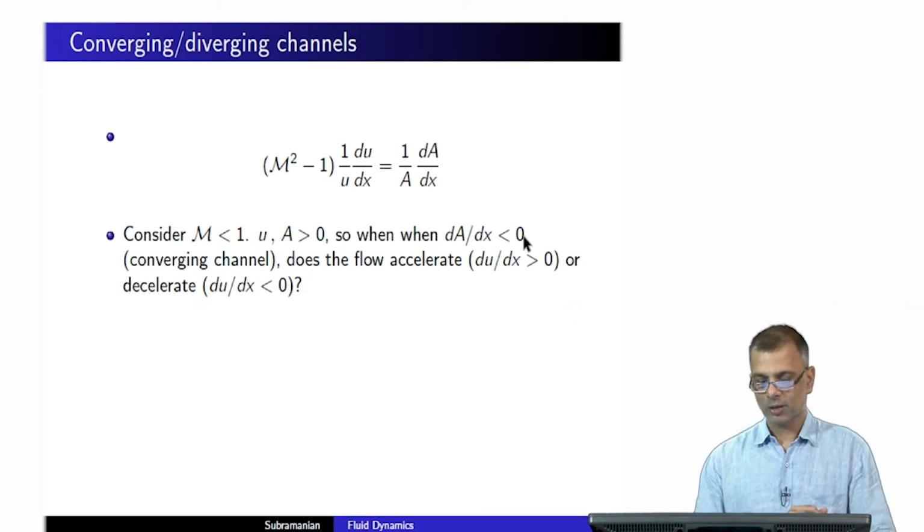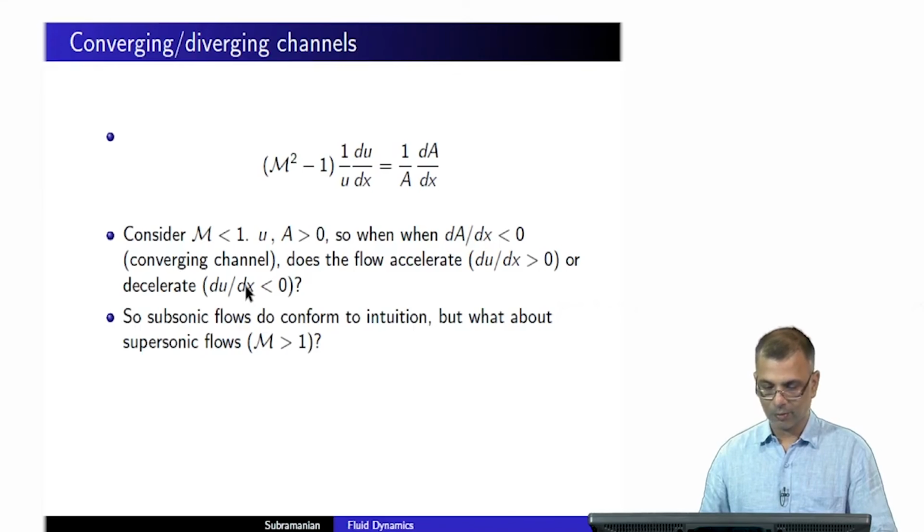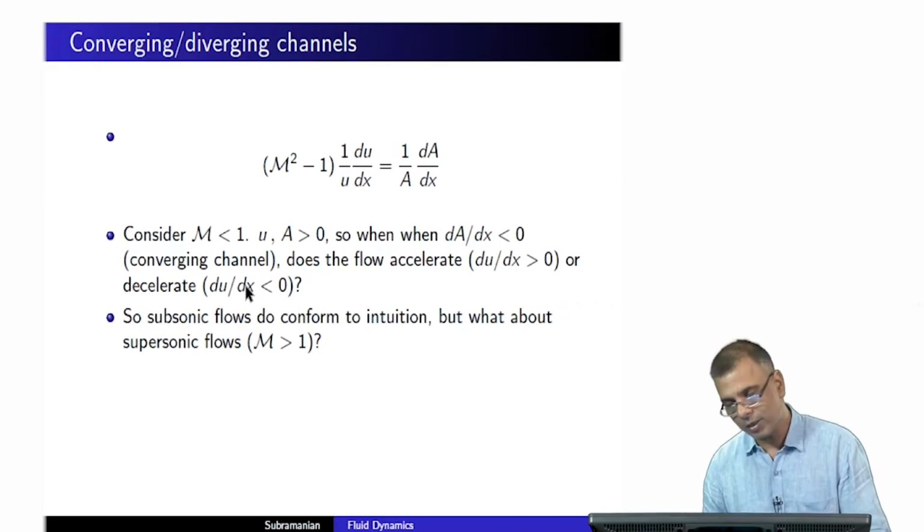Say the Mach number is 0.1. 0.1 times 0.1 is 0.01. So 0.01 minus 1 is always negative. And what we're saying is that dA/dx is also negative. Everything else is positive, so the negatives cancel each other. So is du/dx going to be greater than 0 or less than 0? Obviously, it's going to be greater than 0. And this conforms to intuition.